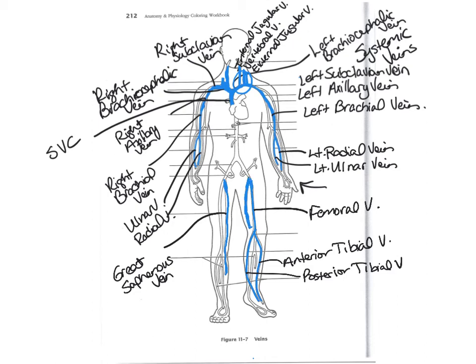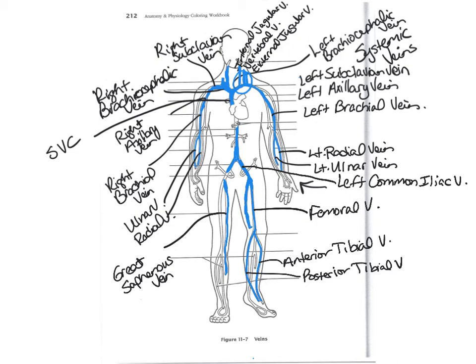Then the femoral vein will drain into the pelvic cavity and will become, up a little bit higher, the common iliac vein. So we've got the left common iliac vein, and then on the other side we have the right common iliac vein. Right there. And then they drain into the inferior vena cava.